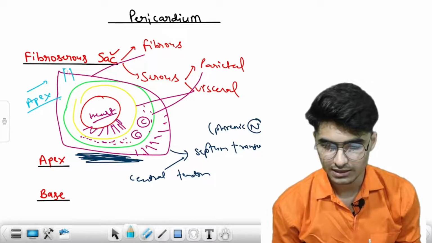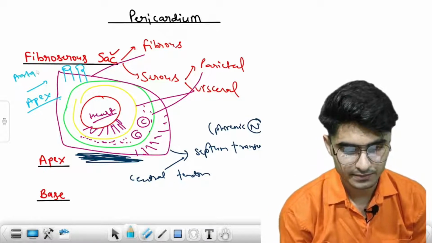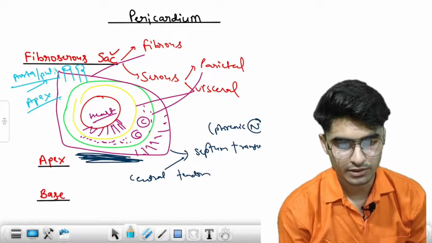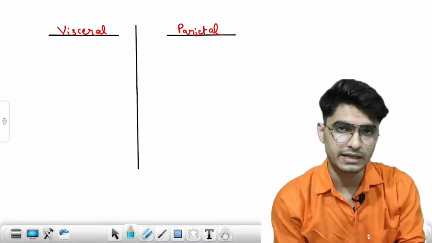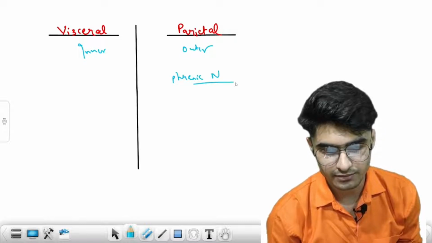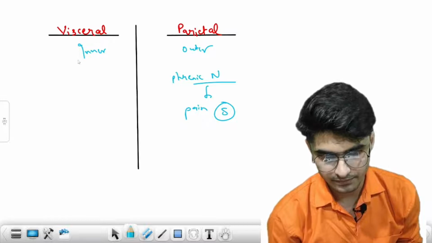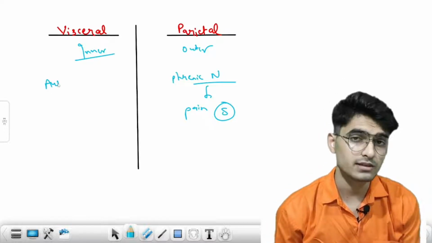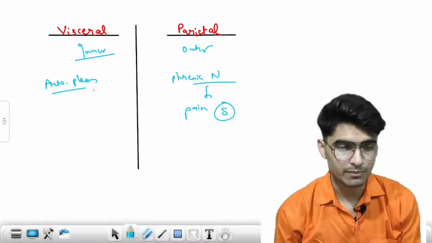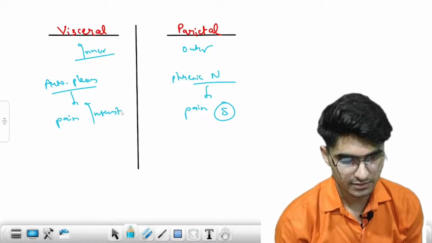So this is the fibrous layer, and subsequently we reach the serous layer, made up of the outer parietal and inner visceral layer. The parietal layer is supplied by the phrenic nerve, and it is pain sensitive, while the visceral layer of the pericardium is supplied by the autonomic plexus, and it is pain insensitive.